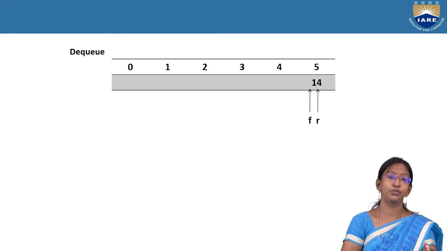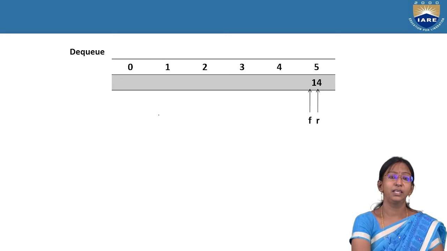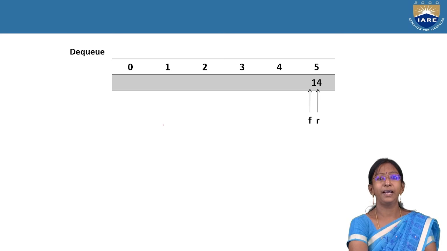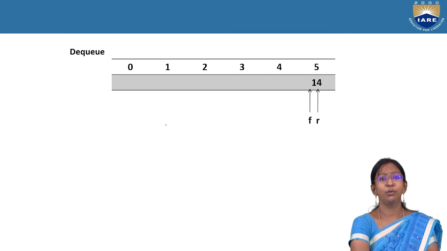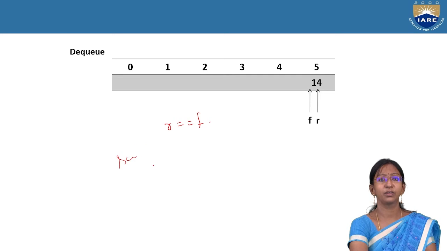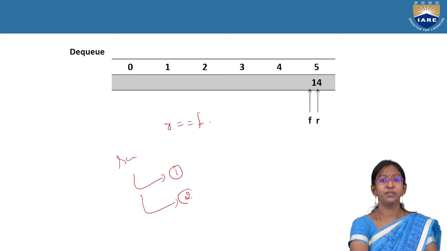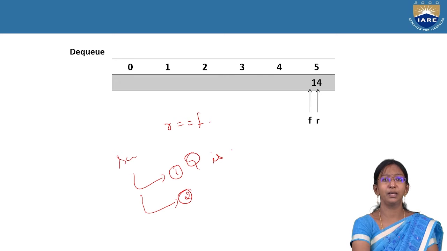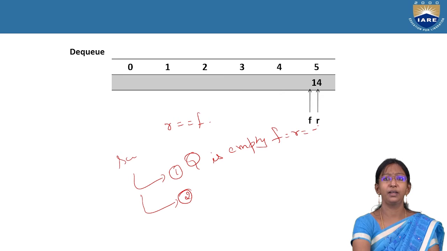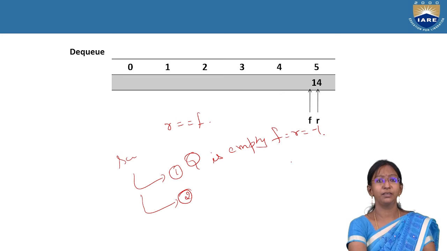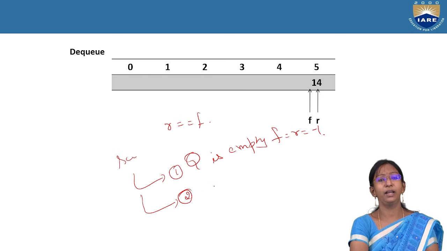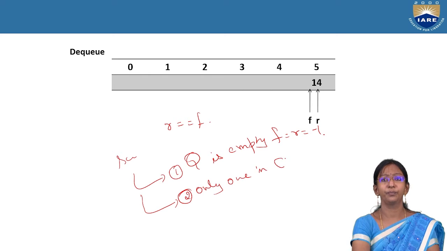Guys, there will be a tricky question if they ask. They'll ask you, explain the scenarios when rear will be equal to front. So guys, there will be two scenarios. Okay, the first scenario is where the queue is empty. When the queue is empty, both front and rear will be having a value -1. And the second case is only one element in queue.